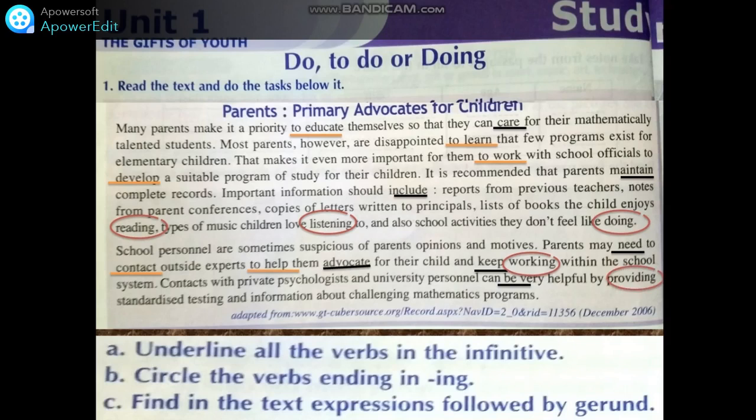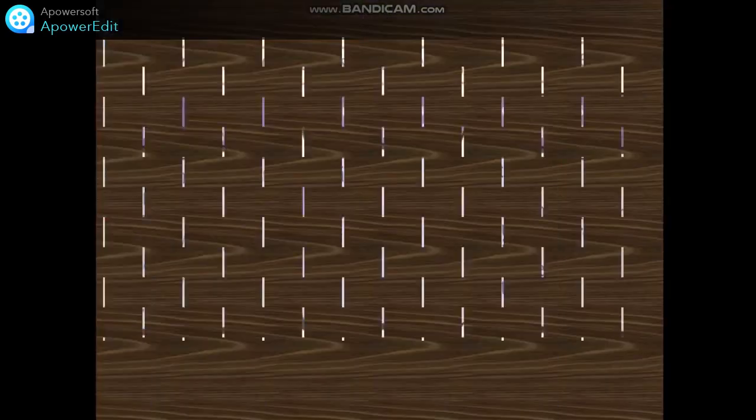Next one, find in the text expressions followed by gerund. What are the expressions here followed by gerund? Let's see. First one, enjoys, good. Second one, love, yes, love listening, enjoys reading. Next one, don't feel like doing, very good. Next one, keep working, excellent. And the last one we have by providing, very good. Excellent job. Now let's move on now.